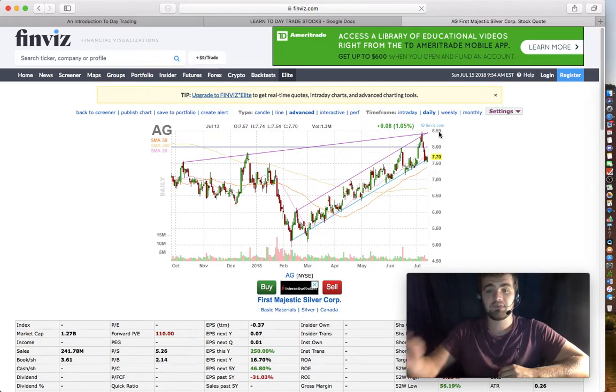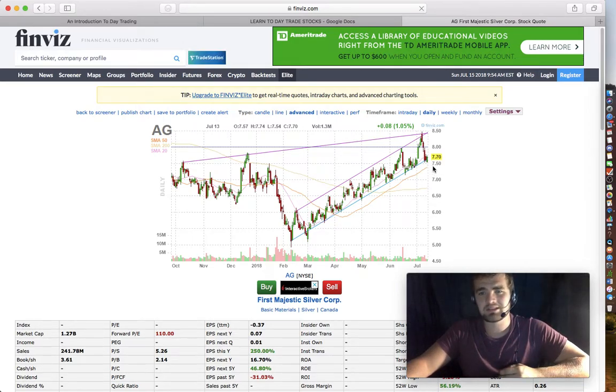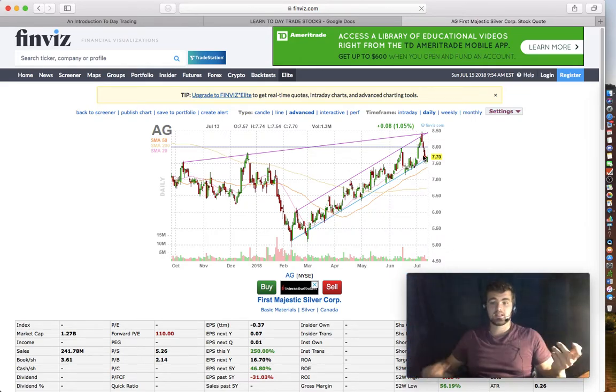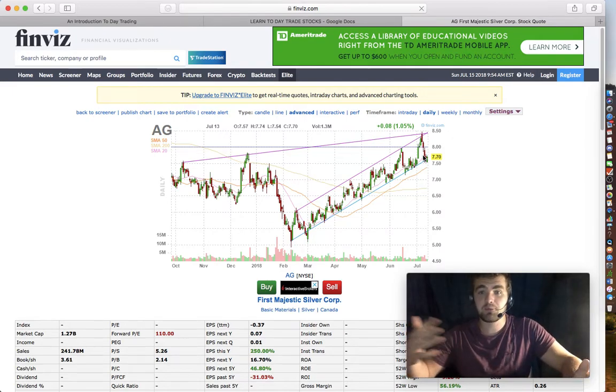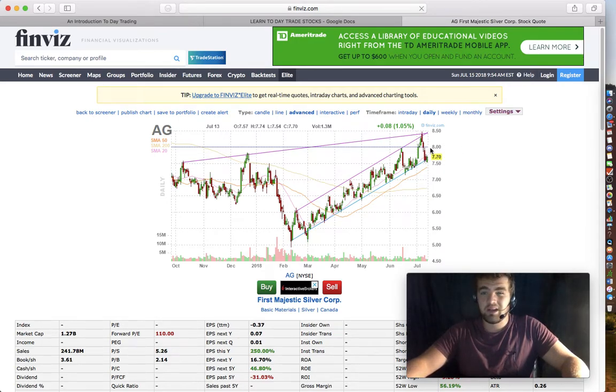So around 850 would be a pretty good target, and a stop loss at about 750 here. That stock right there seems like a pretty good one to keep an eye on. We could have an entry at around 178, around that area there would seem pretty good.